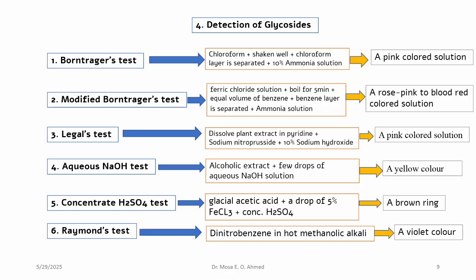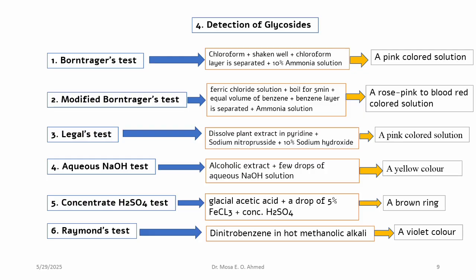For glycosides, there are 6 types of qualitative chemical tests used for detecting the presence of glycosides in plant extract. As we know, glycosides consist of two parts, aglycone and sugars. The aglycone may be any class or any compound of secondary metabolites, maybe steroids, maybe flavonoids, alkaloids, and so on. And the other part is sugar, maybe one or two monosaccharides, maybe reducing sugar or non-reducing sugar.